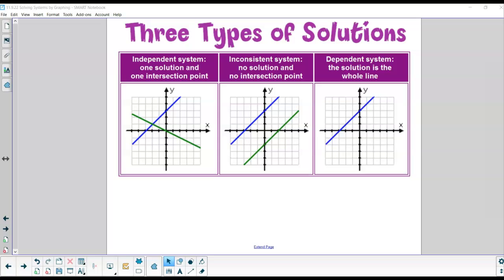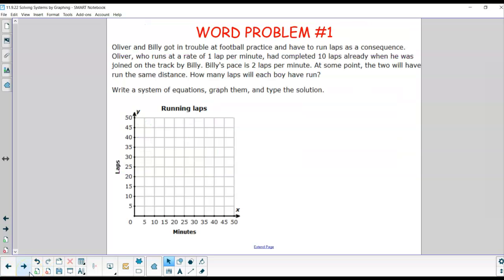Okay, guys, I'm going to go over the last question from the notes today. It's a word problem, and it says, Oliver and Billy got in trouble at a football practice and have to run laps as a consequence. Oliver, who runs at a rate of 1 lap per minute, had completed 10 laps already when he was joined on the track by Billy. Billy's pace is 2 laps per minute.